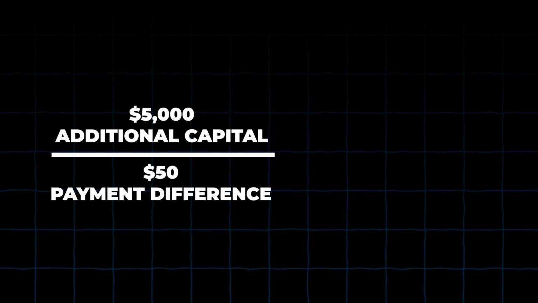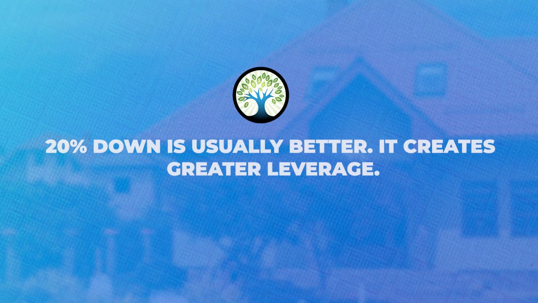Whatever the number is, all you're going to do is take the 5 grand and divide that by the payment difference, and that will give the individual the number of months it takes them to recapture that capital for the savings. Generally, my opinion for an investment property is that if that number is in excess of 36 months, it's going to take you over 3 years to recapture that capital versus the savings.